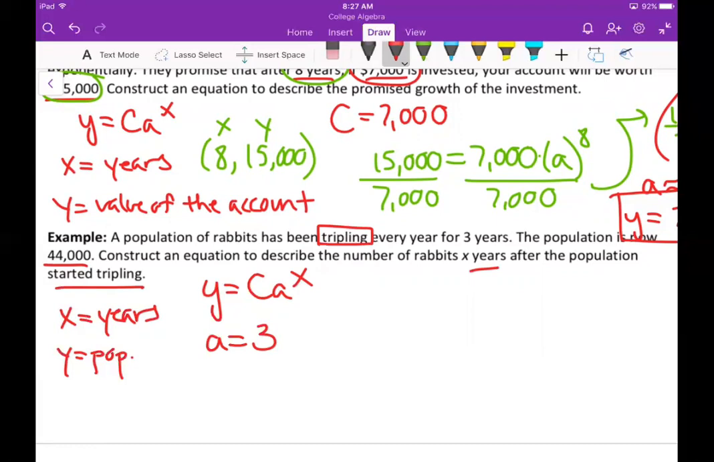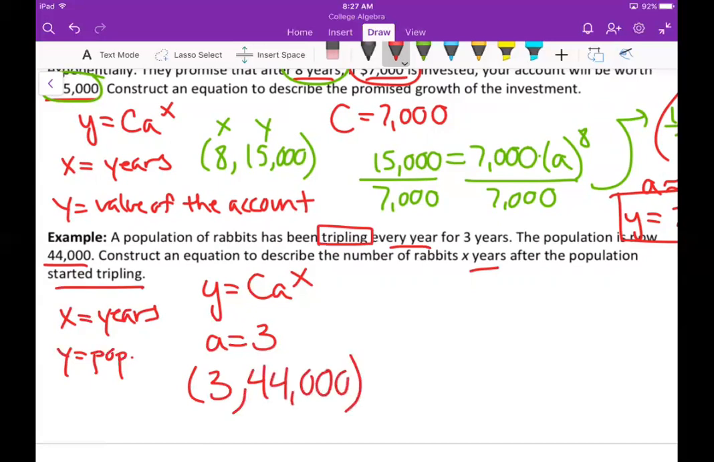Now, it's been doing this every year, so that's why we picked X to be the number of years, because with each year we will triple. It's been doing this for 3 years. We know the population right now is 44,000. So we don't know the initial population. We do not know C because we don't know what it was when it started tripling. We just know that after 3 years, an X value, our population is now 44,000.